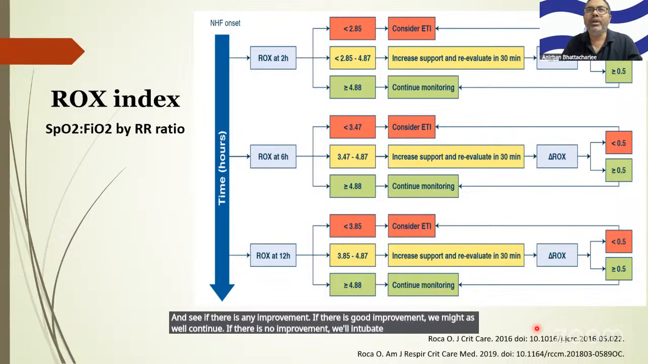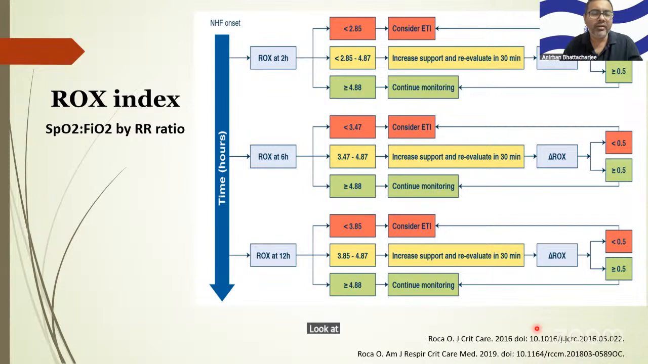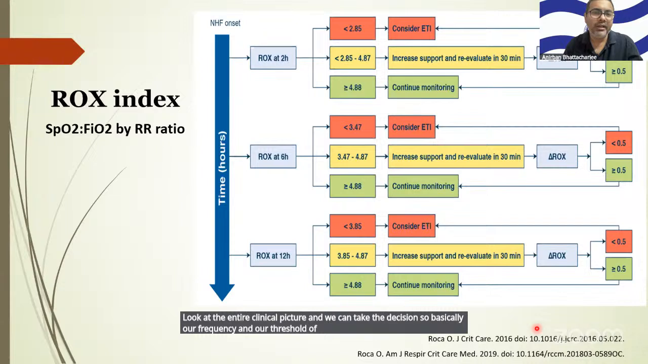Versus a patient who has a PaO2/FiO2 ratio of 200, where we may be a bit more relaxed. We might put them on HFNC and try it out for 1 or 2 hours and see the clinical improvement, or use objective criteria like the ROX index. Typically, we should not use these indices in isolation. We should look at the entire clinical picture, and then take the decision. So basically, our frequency and our threshold of intubation depend on the initial severity of sickness.